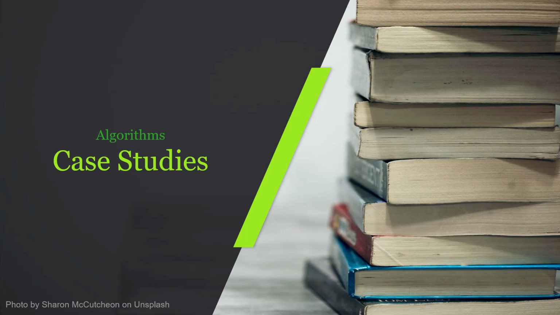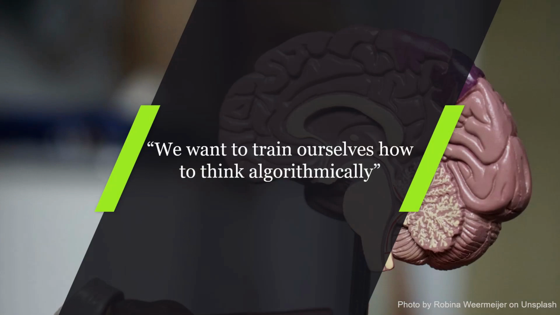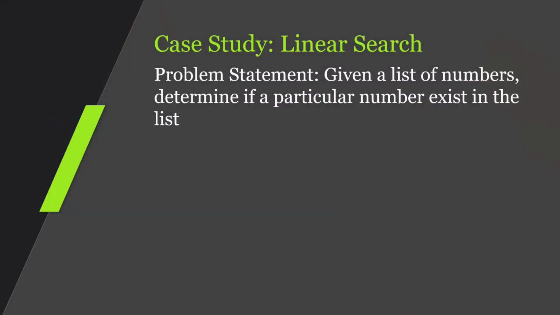Ultimately, what we want to do is train ourselves to start thinking algorithmically. So the best place to start is by looking at other algorithms that are already working and start breaking those down to see what are the good qualities of these. And then in a later video, we're going to start seeing, well, how do we actually develop these algorithms? So let's start off with linear search.